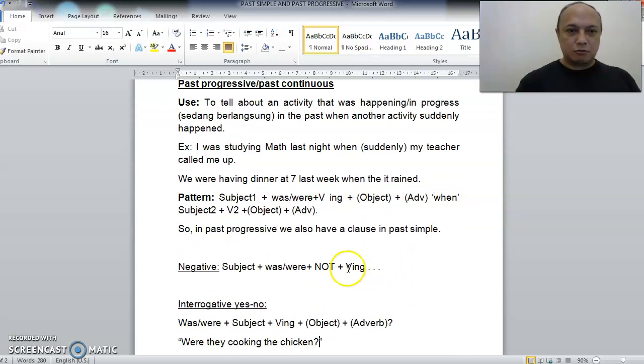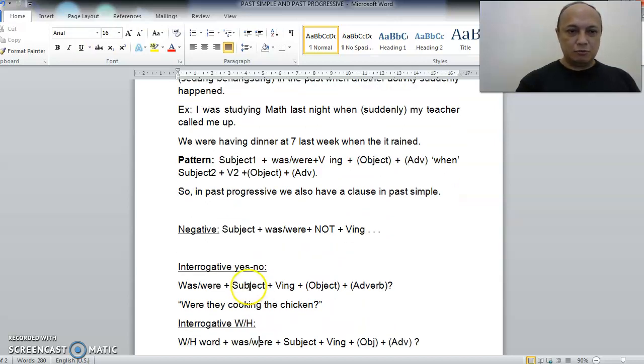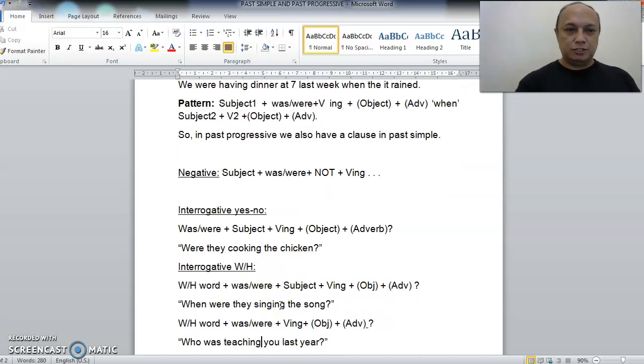For the negative, it's quite easy. Simply put not after the was or were, and the rest is the same. For the interrogative, it's like this: was or were plus subject plus verb ing plus object and adverb. Were they cooking the chicken? The auxiliary must be put in front. Then you have subject and verb ing. For the interrogative with a WH word, you have WH word plus auxiliary was or were, subject plus verb ing, and the rest. When were they singing the song?